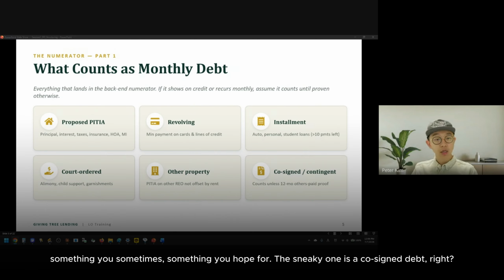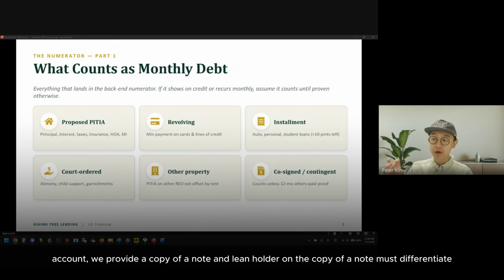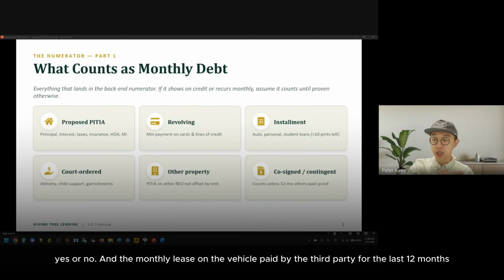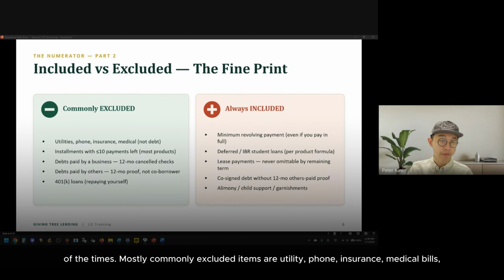The sneaky one is co-signed debt. It counts unless you can prove someone else has paid it for 12 months. If it's a mortgage account, we provide a copy of the note, and the lien holder on the note must differentiate yes or no. And for a vehicle lease, payment by a third party for the last 12 months will be the determining factor. So the fine print is where we can get the wins most of the time.